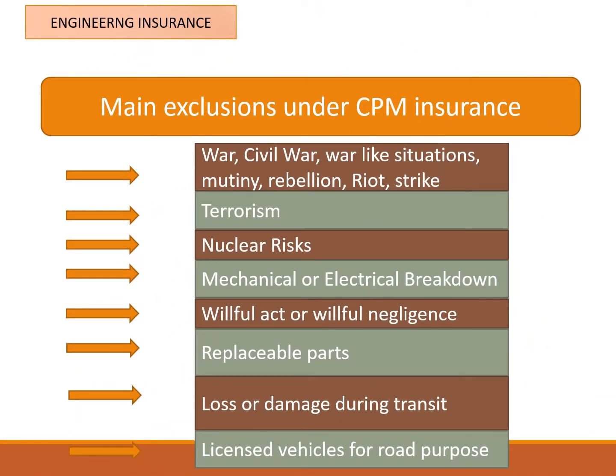The general exclusions of all engineering policies, and some of the main special exclusions are: replaceable parts, meaning tires and batteries, are not covered, and loss or damage during transit is not covered. It is covered at fixed location at project site only. Unlicensed vehicles, especially designed for road purpose, are also not covered.